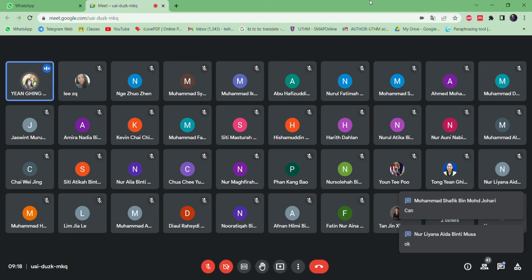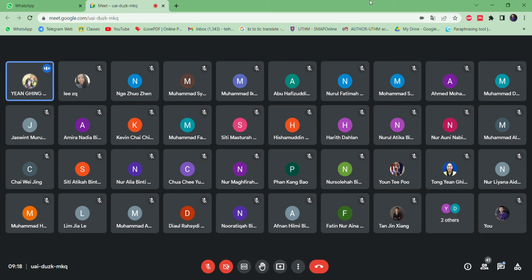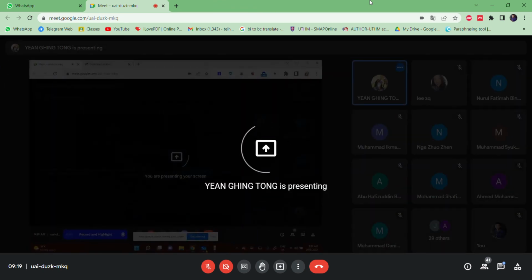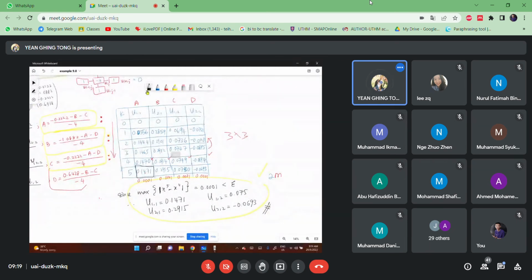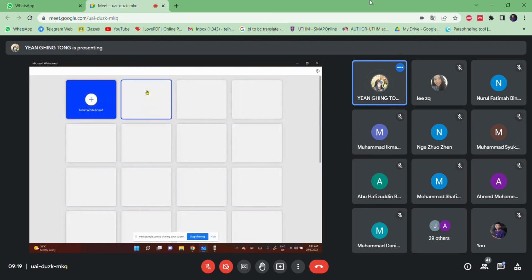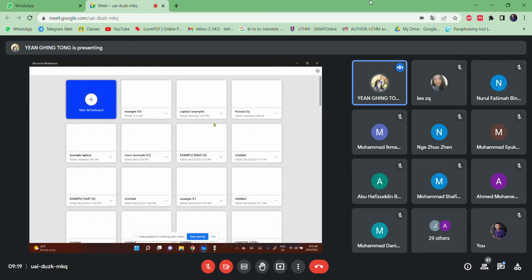I just take the example that's the same as this example. So you see, basically, wait, I share back. I look at the example. I remember that it's the same. Oh, example 9.10. Just use this one, the same template. Poisson equation.